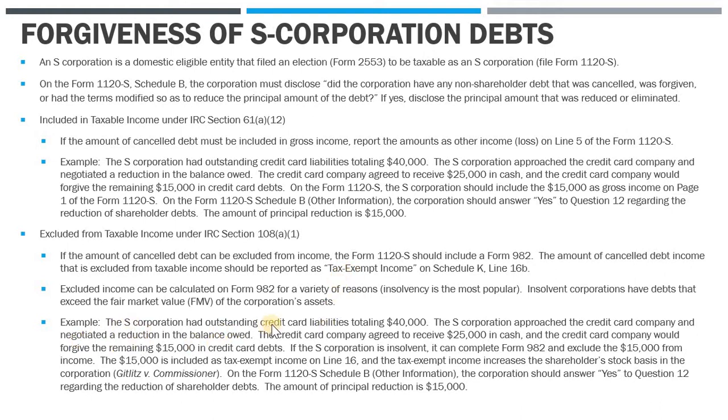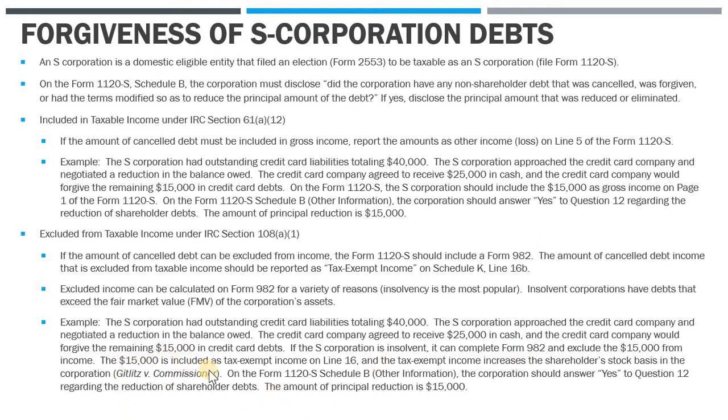So let's look at this example. We have an S corp with outstanding credit card debt totaling $40K. They go to the credit card company to pay $25,000 in cash, and the credit card company is going to forgive $15,000. So same fact pattern as above. Now, if the corporation is insolvent, it's going to attach a Form 982. On the 982, they're going to exclude $15,000 from income, and then the $15K is included as tax-exempt income on line 16. And this is really important to note as well: the tax-exempt income will still increase the shareholder stock basis.